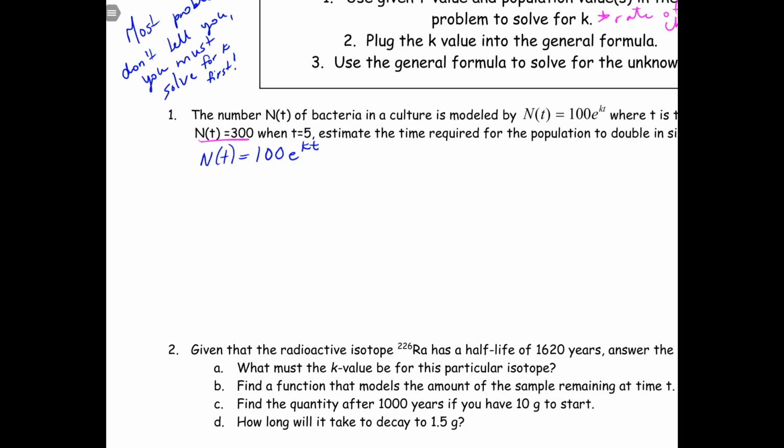Excellent. When N of T is 300, T is equal to 5. So basically, N at 5 is equal to 300. So 300 is equal to 100 times e raised to the k times, what can I plug in for t? 5.